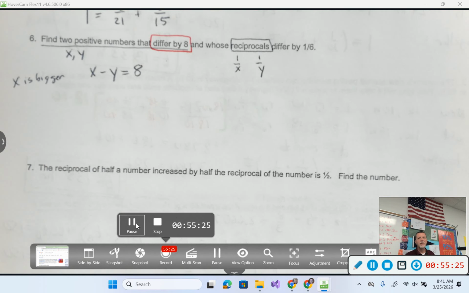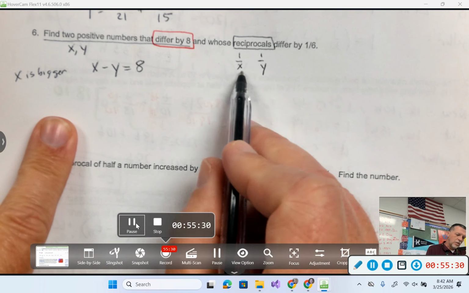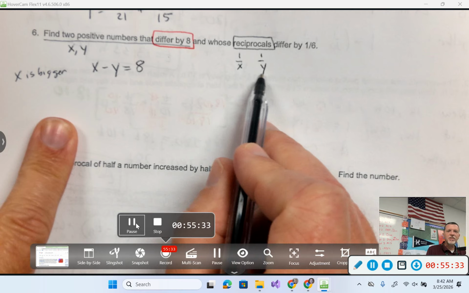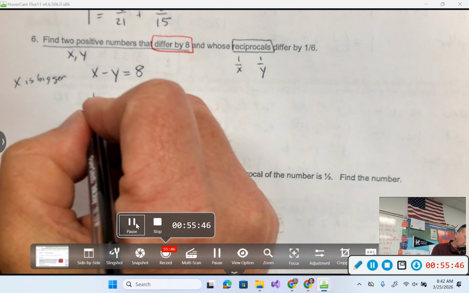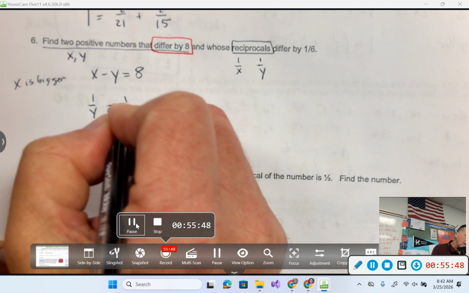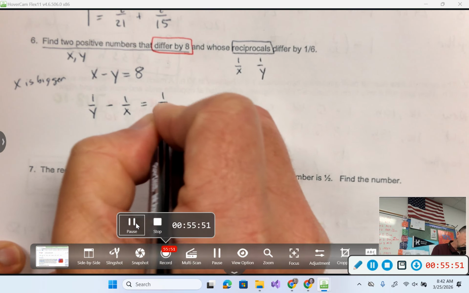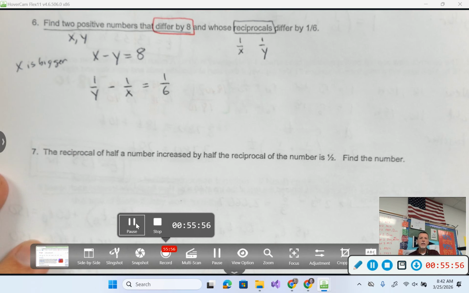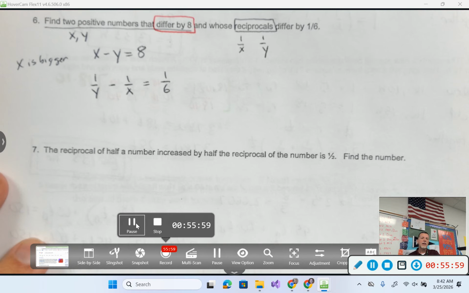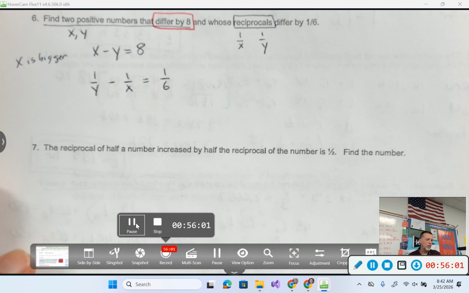Okay, but I need to be careful here, because if x is bigger, then which one of these is bigger, 1 over x or 1 over y? 1 over y is going to be the bigger one. Does that make sense? Yes. If x is 1,000 and I flip it, I'm down to 1/1000th. So I need to reverse my order here and go 1 over y minus 1 over x equals 1/6. And I don't think elimination is an option here. I think I have to do substitution.